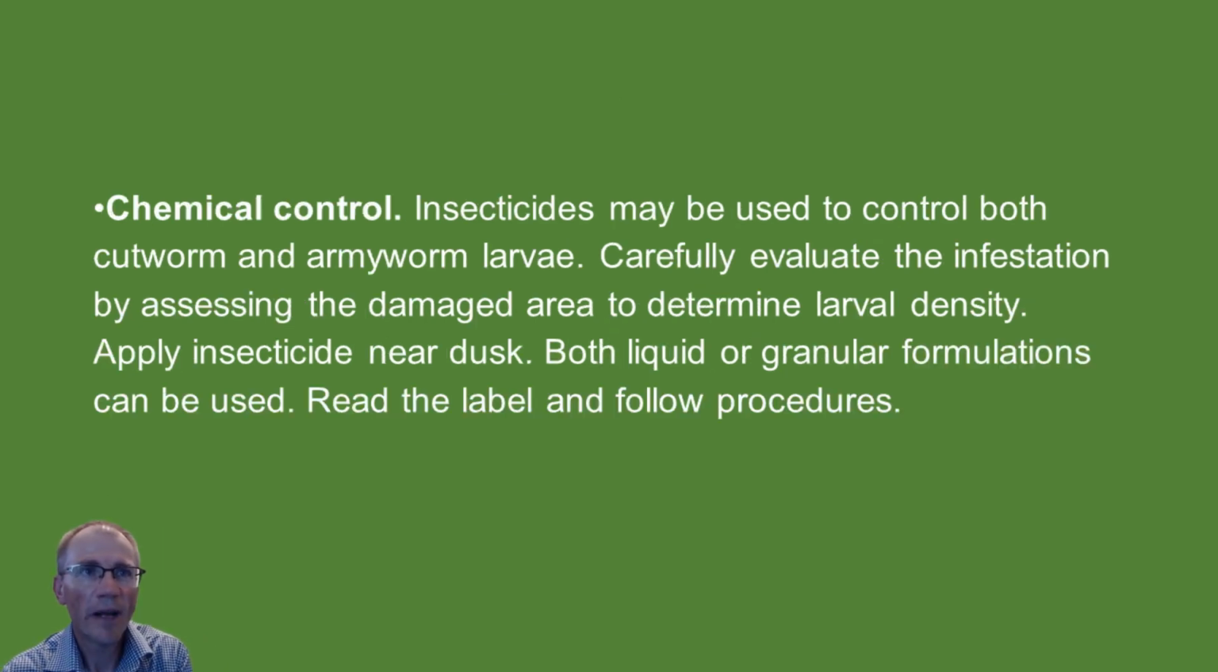Chemical control. Insecticides may be used to control both cutworm and armyworm larvae. Carefully evaluate the infestation by assessing the damaged area to determine larval density. Apply insecticide near dusk. Both liquid and granular formulations can be used. Read the label and follow procedures.